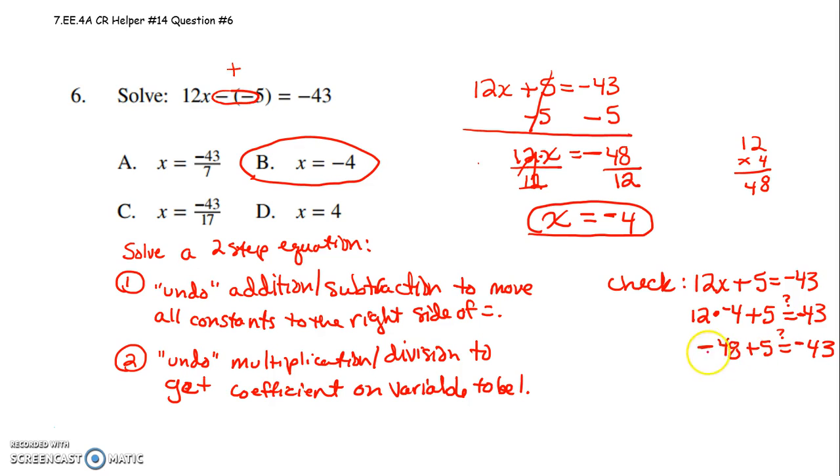Signs are different. I find the difference. What's the difference between 48 and 5? If I take 5 away from 48, I'm left with 43. What do I have more of? Well, I have 48 negatives, only 5 positives. I definitely have more negatives. So this simplifies to negative 43, and I'm like, whoop, whoop. Those two sides match. The check works, which tells me x equals negative 4 was the correct answer.